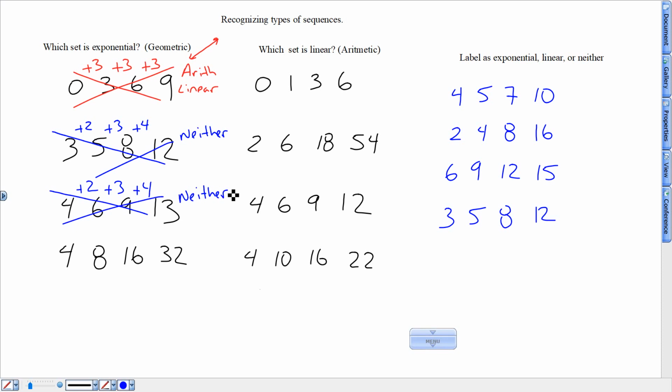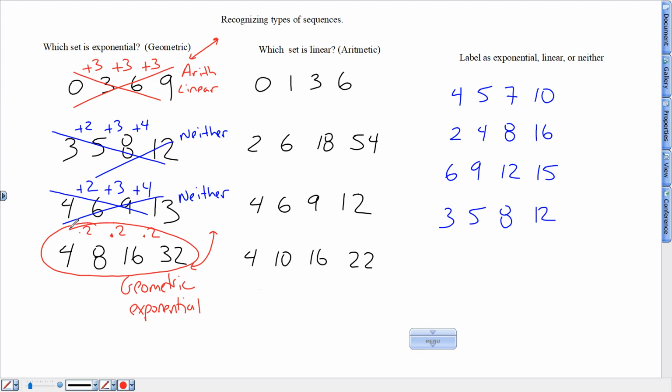This last one though, if I look at it, this one is timesing by 2, timesing by 2, timesing by 2. As soon as you see that timesing, that makes this geometric, which is exponential. Any sequence that you're timesing is exponential, going to be one of those curves. So of that set, the only one that's exponential or geometric or curved is that one where I'm timesing by 2.